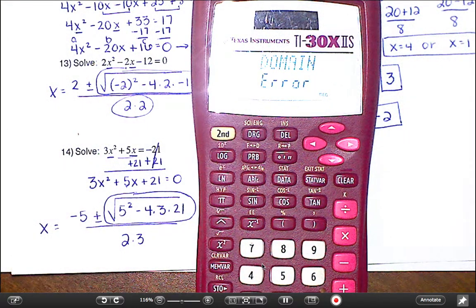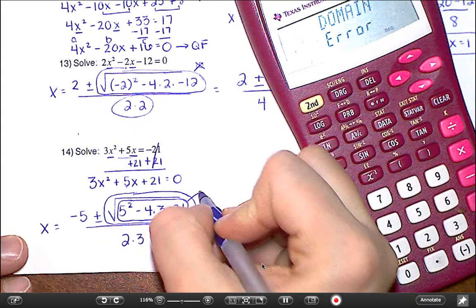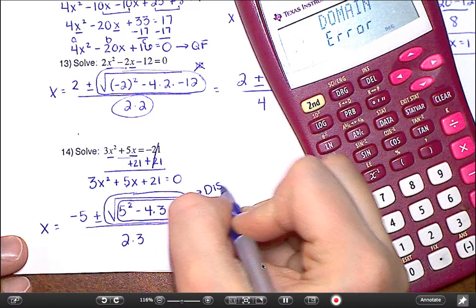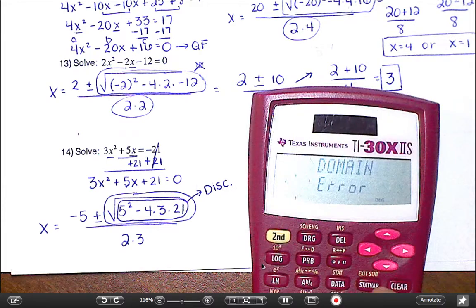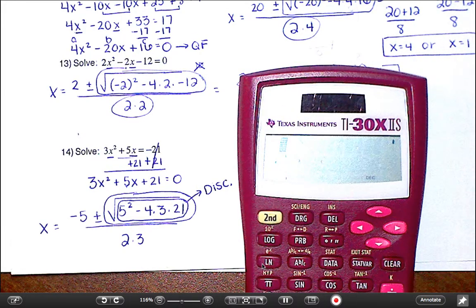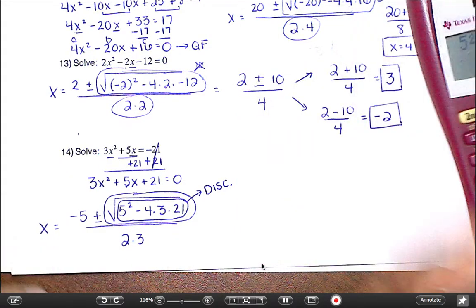That's strange. Again, this would be the time that most people come panicking to me and telling me that something's wrong with their calculator. That's not that something's wrong with your calculator. What I always do at this point when I get this error is look inside that square root, and remember, this is called the discriminant. In all the other ones, I didn't really care what the discriminant was because I had to find the root, so I just did the whole problem. But this time I'm going to look at just the discriminant: 5 squared minus 4 times 3 times 21. And I end up with negative 227.